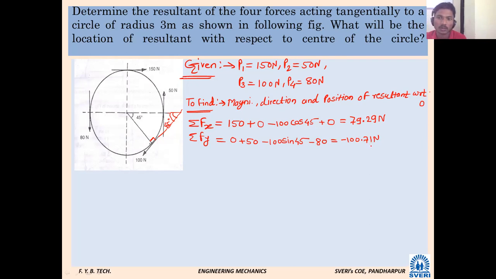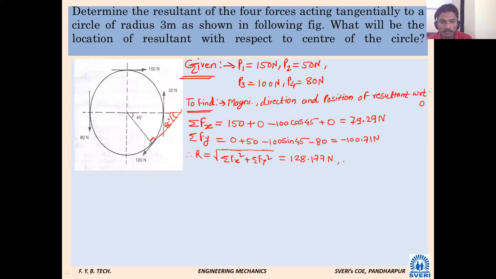Summation Fx we got, summation Fy we got. What can we calculate here? R is equal to under root summation Fx squared plus summation Fy squared. Tell me directly now. It is expected to be 128.17 Newton, more precisely 128.17 Newton.